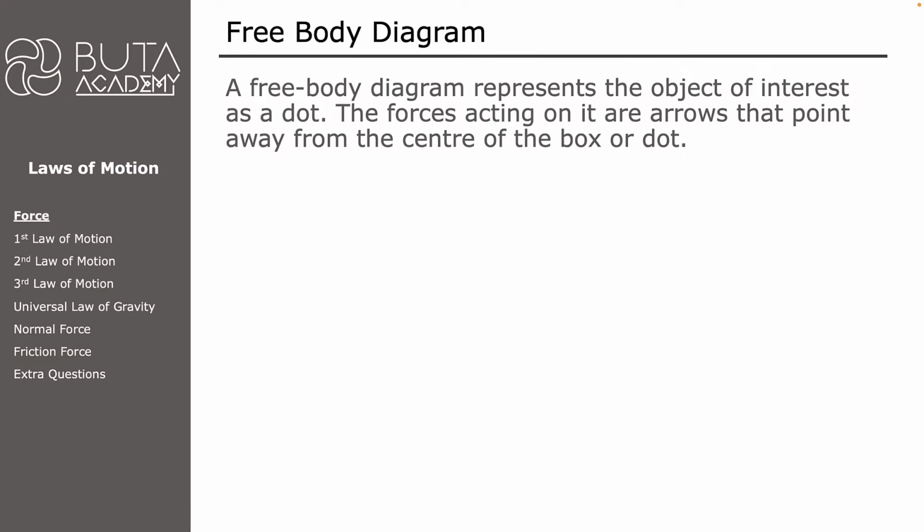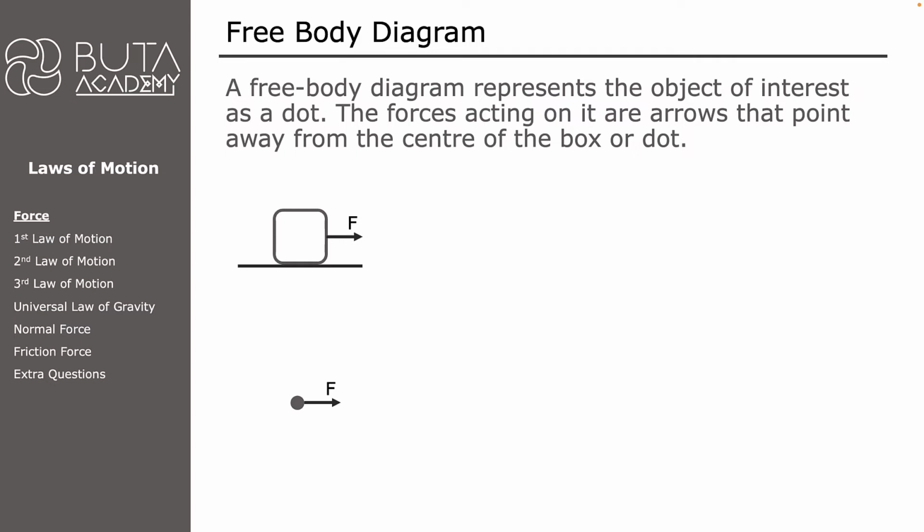Let's have a look at some examples. In the first example, an object on a smooth surface is pulled by a force F. In the free body diagram, we replace the box or the object by a dot. Now, we have to draw all the forces applied on this object. Let's start with the most obvious one, the pulling force F. We start drawing the force from the dot, and its direction is to the right.